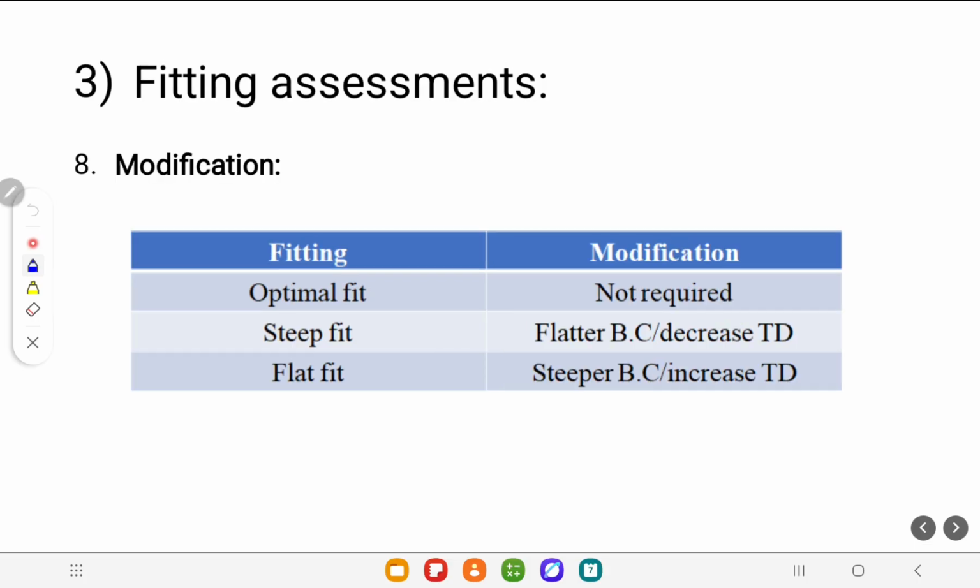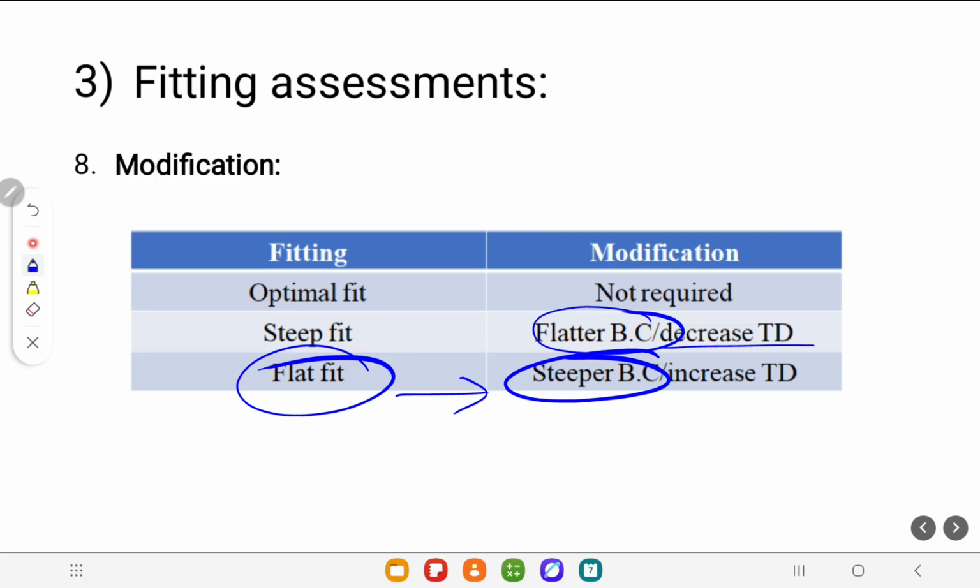Modifications. For an optimal fit, definitely that's what we want, no modification. If it is a stiff fit, what we want to do is increase BOZR, or decrease total diameter. Decreasing total diameter is not an easy option, but definitely increasing BOZR. What do you mean by increasing BOZR? Flattening the base curve. If it's a flat fit, definitely a good option is to make BOZR smaller, to make the base curve steeper, which is a better option.